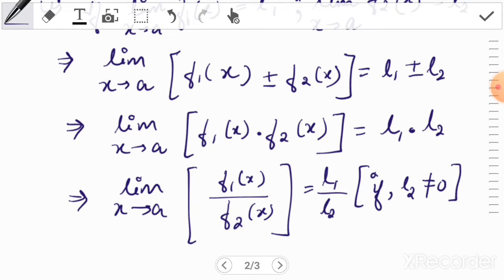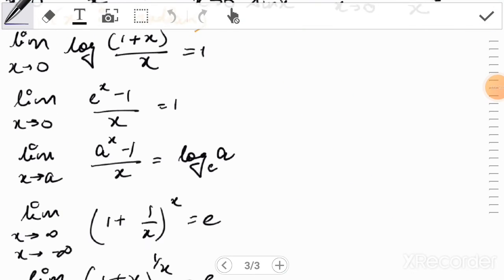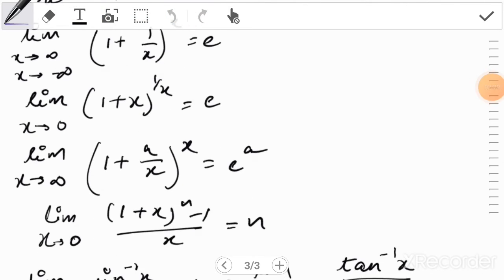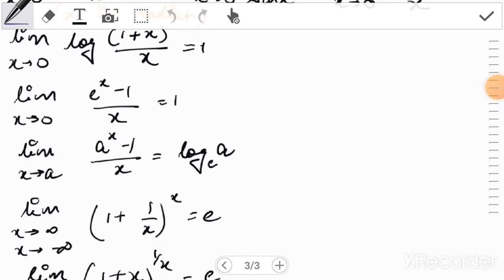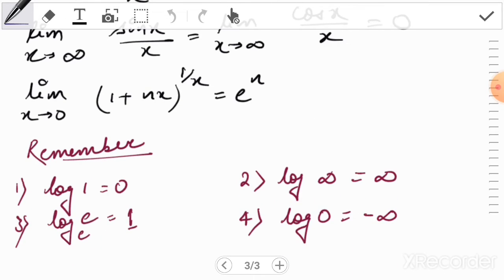Fine. So there are some useful results in limits. These are the useful limit results. So you must remember these formulae.